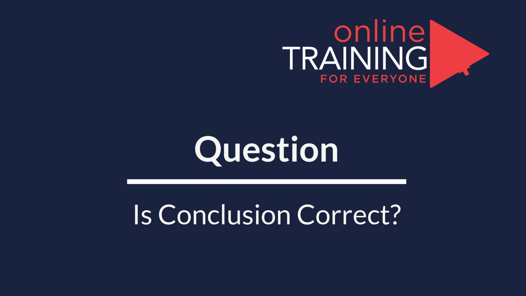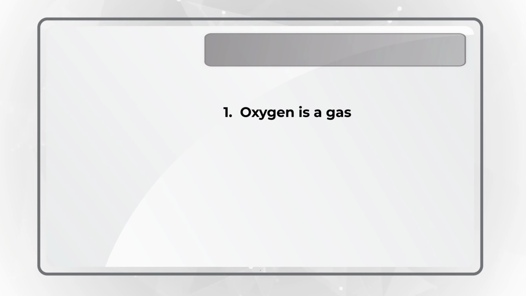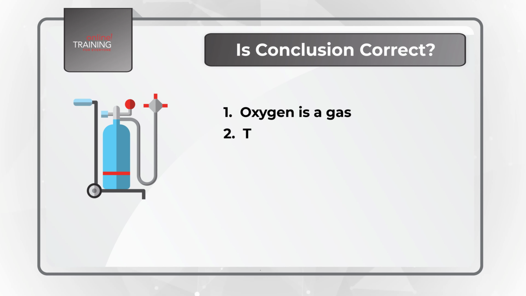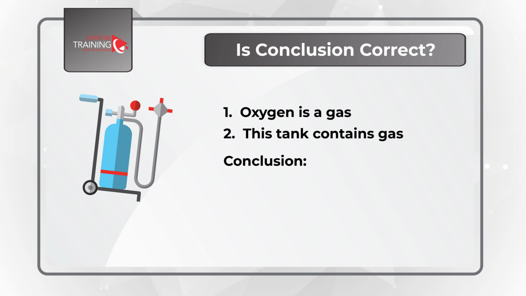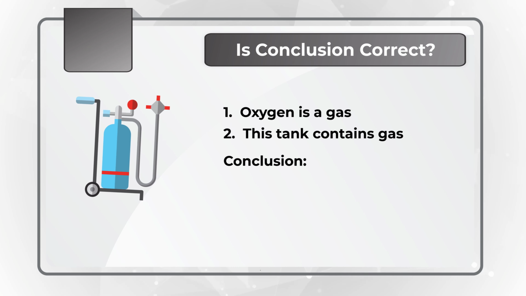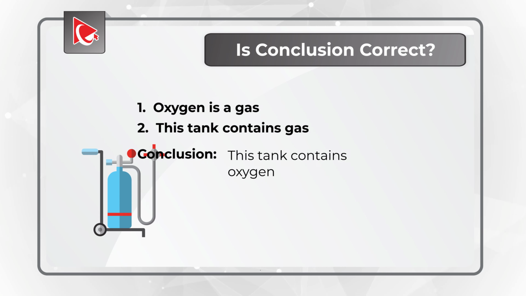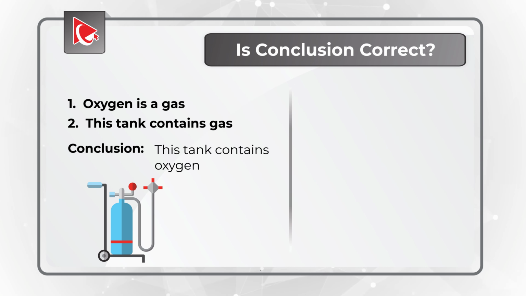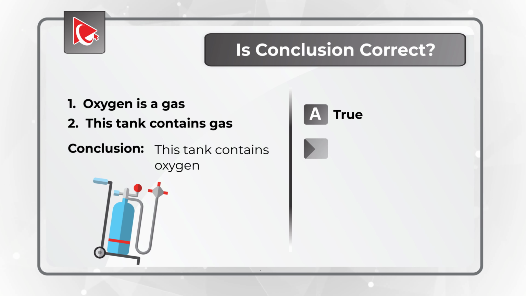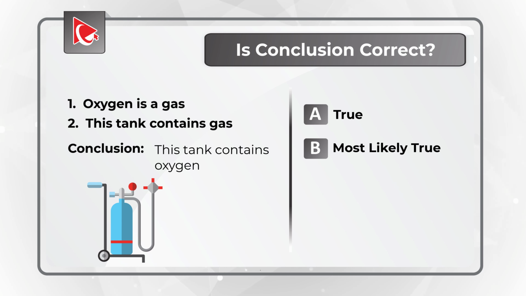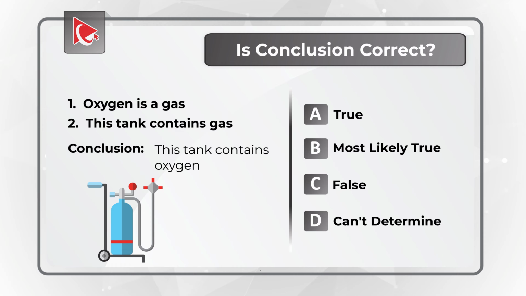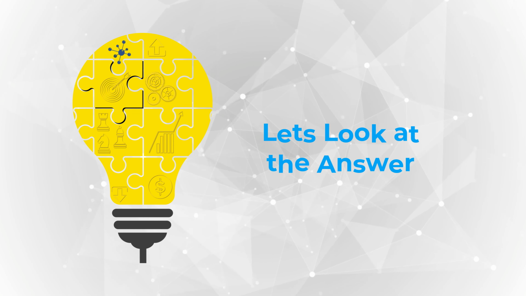Let's look at the question where you need to come up with the logical conclusion. Oxygen is a gas. This tank contains gas. The conclusion drawn based on these two statements is that this tank contains oxygen. You need to determine if this conclusion is correct, and your choices are choice A, true, choice B, most likely true, choice C, false, and choice D, cannot determine. Do you see the answer?